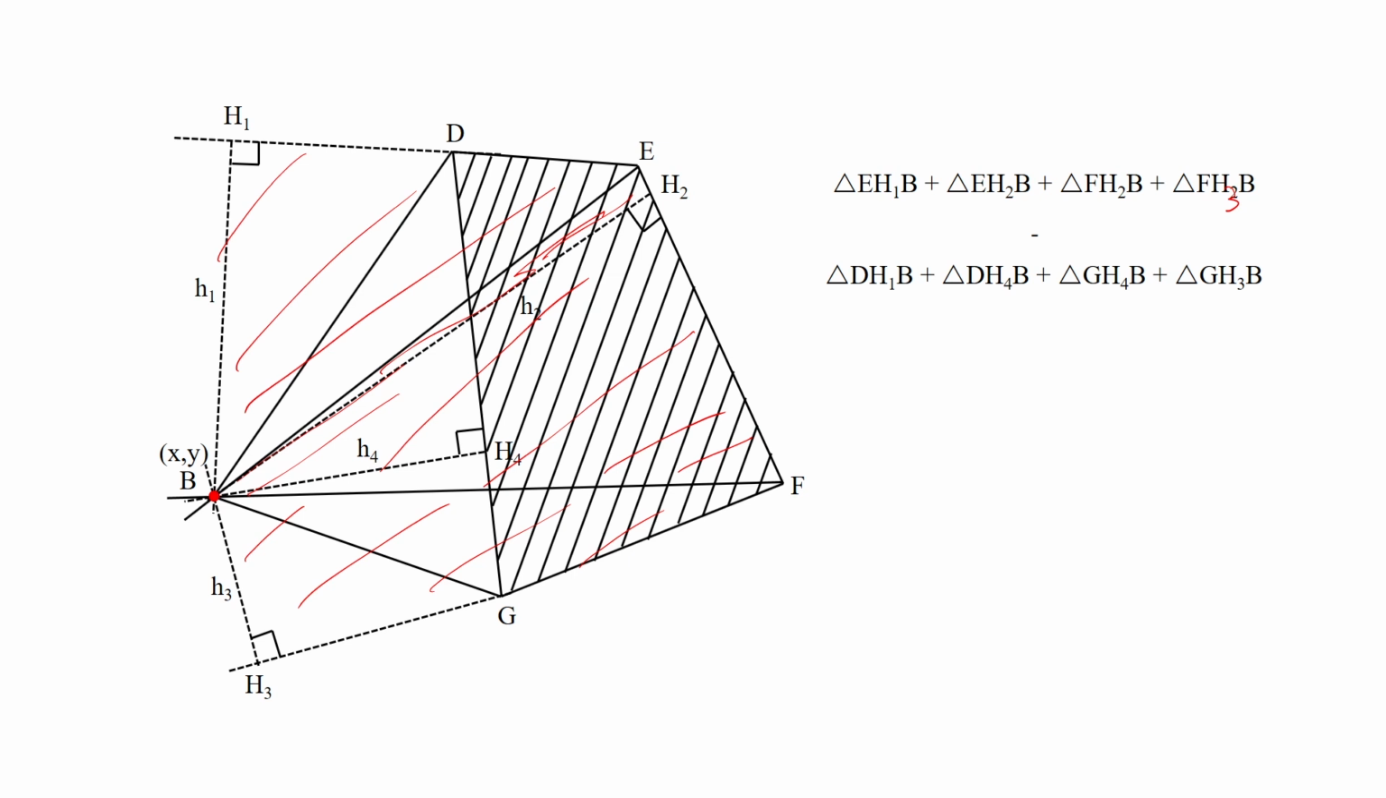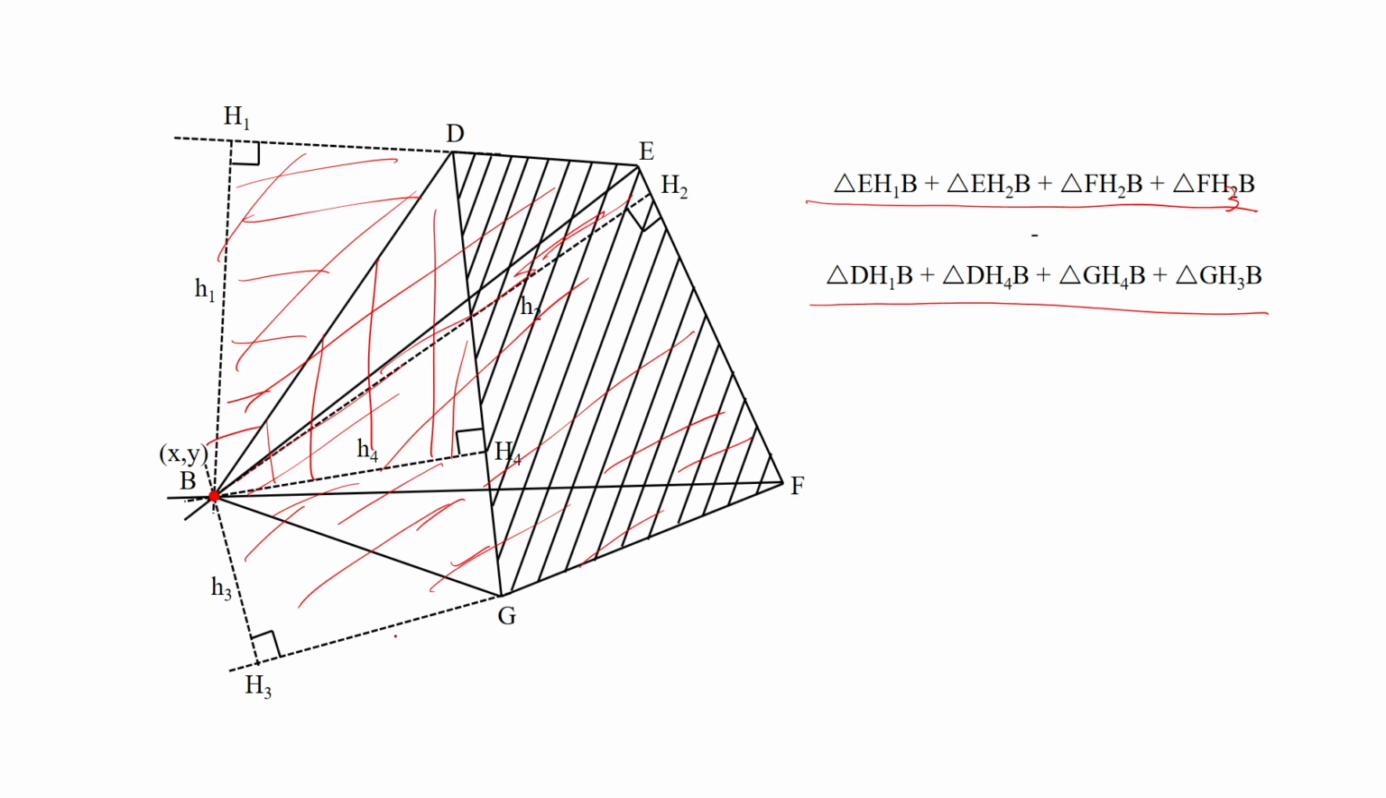Now, this is not the whole area at which the load is applied, so the load has to be subtracted from the rest of the area. That means the positive load is being applied over these triangles, and the negative load is being applied on these triangles. These triangles are D H1 B, this area, and then B H4 D, that is D H4 B, this area, and then G H4 B, this area, and then B H3 G, that is this area.